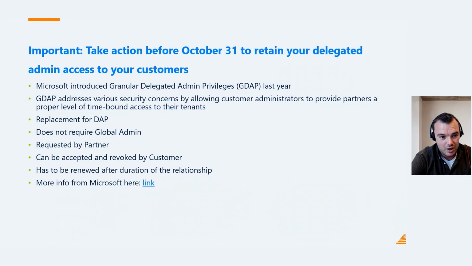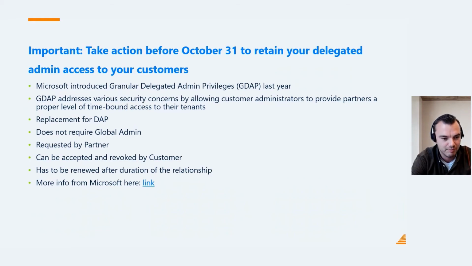Then another one, also very important, is a deadline on October 31st. And that's to retain your delegated admin access to your customer tenants. Microsoft introduced the granular delegated admin privileges last year. And that basically means you ask the customer to give you the minimum rights you need to manage their Business Central tenant with a time-bound access. It's a replacement for the delegated admin, but now it doesn't require global admin anymore.